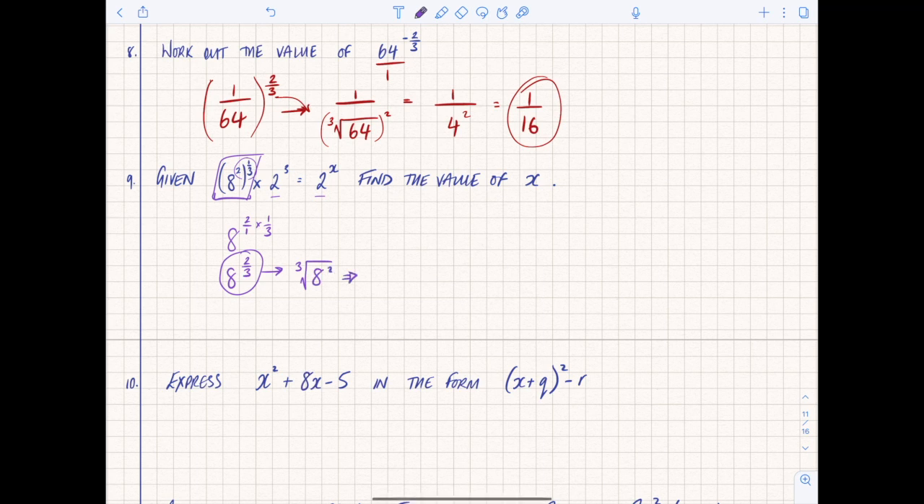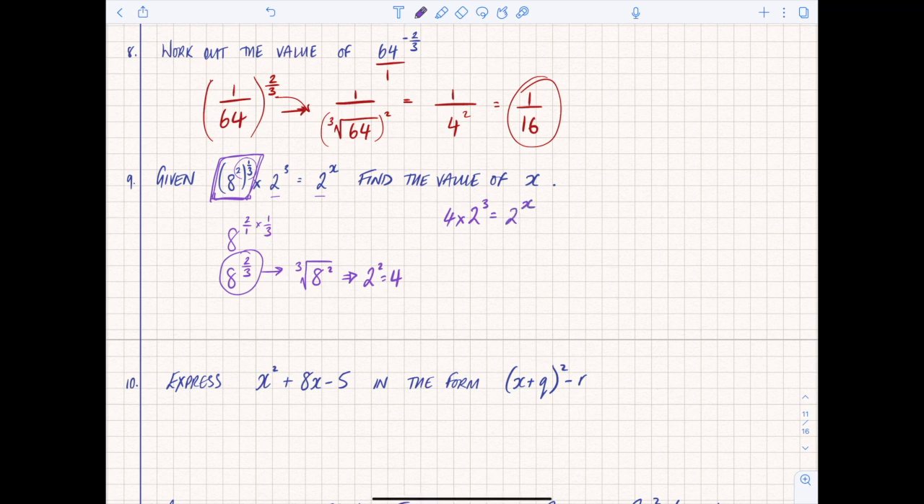Okay. Now the cubed root of 8 is 2, because 2 times 2 is 4, 4 times 2 is 8. So that becomes 2, 2 squared is 4. So let's just think about that. We've actually now got this bit I've just worked out here in purple is 4 times 2 to the power of 3 is equal to 2 to the power of x.